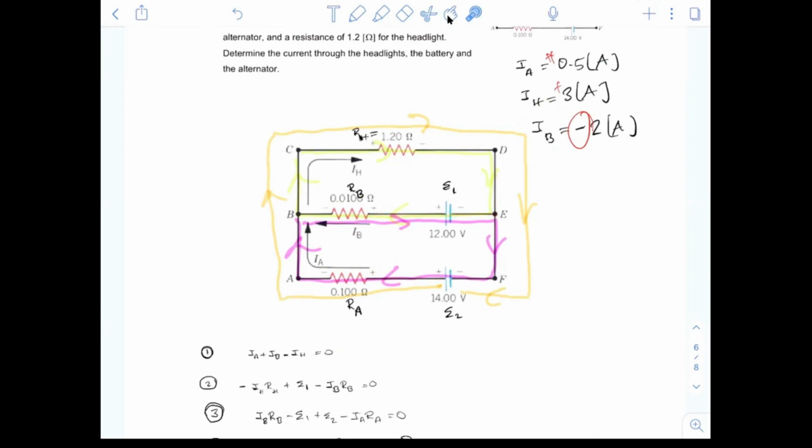That's what it means. For the headlights, evidently the direction that I assigned is correct. The current coming out of the alternator, that direction is correct, except the current coming out of the battery is not coming out this way, it's going out the other way. And all of a sudden, the mathematics makes corrections to your assumption.